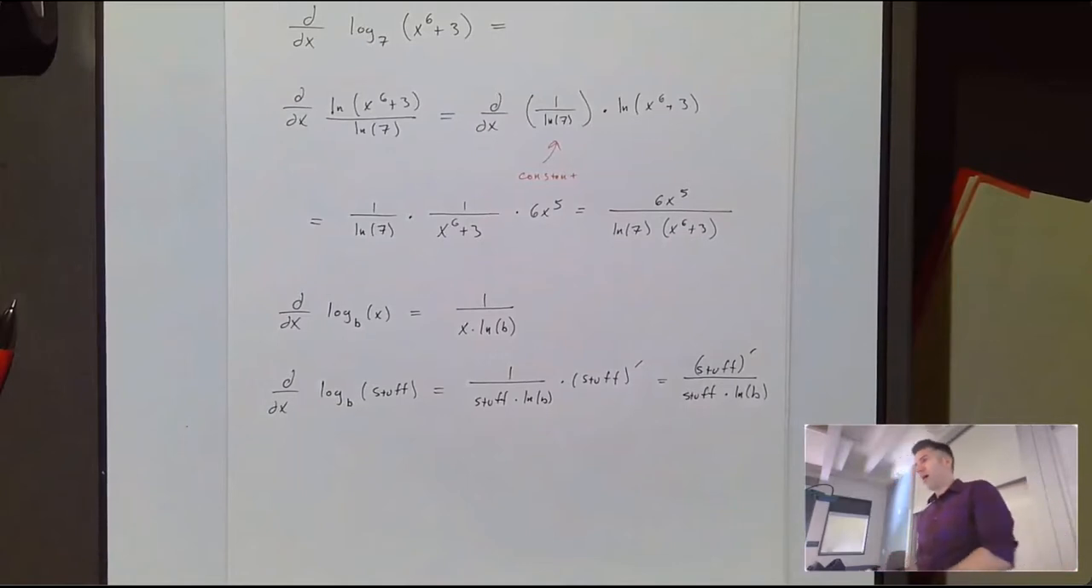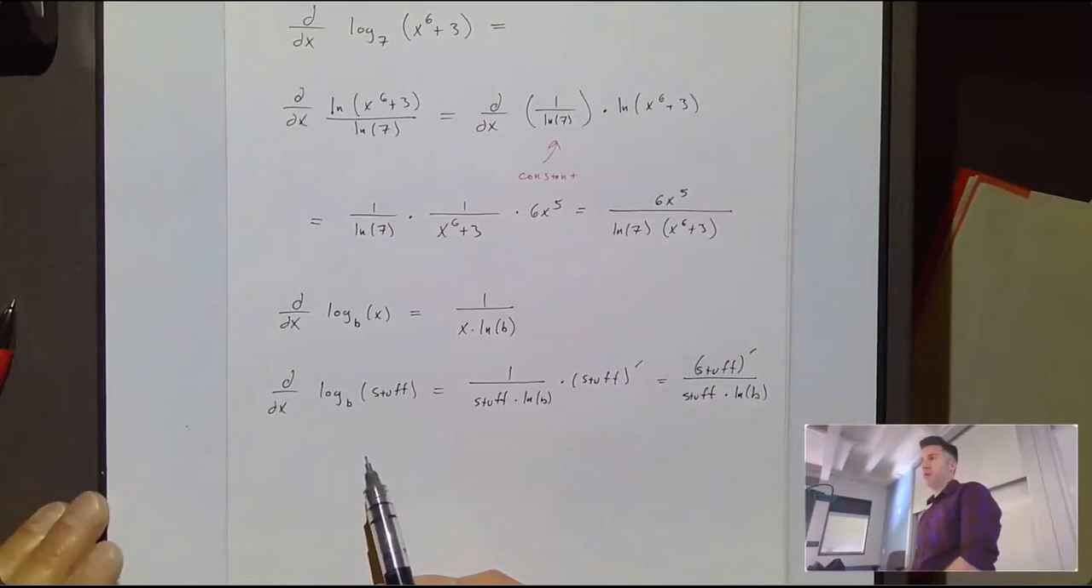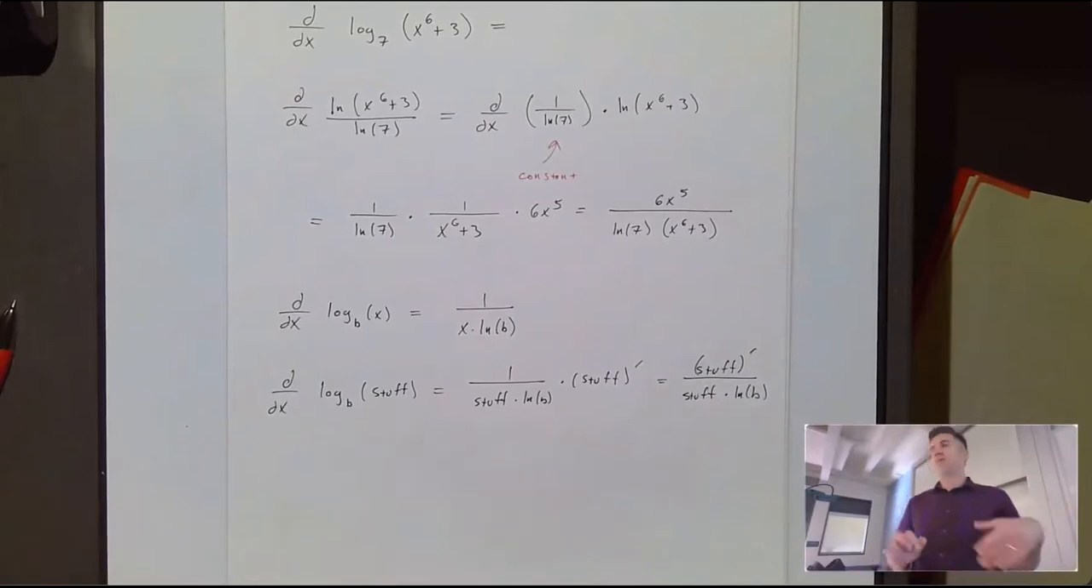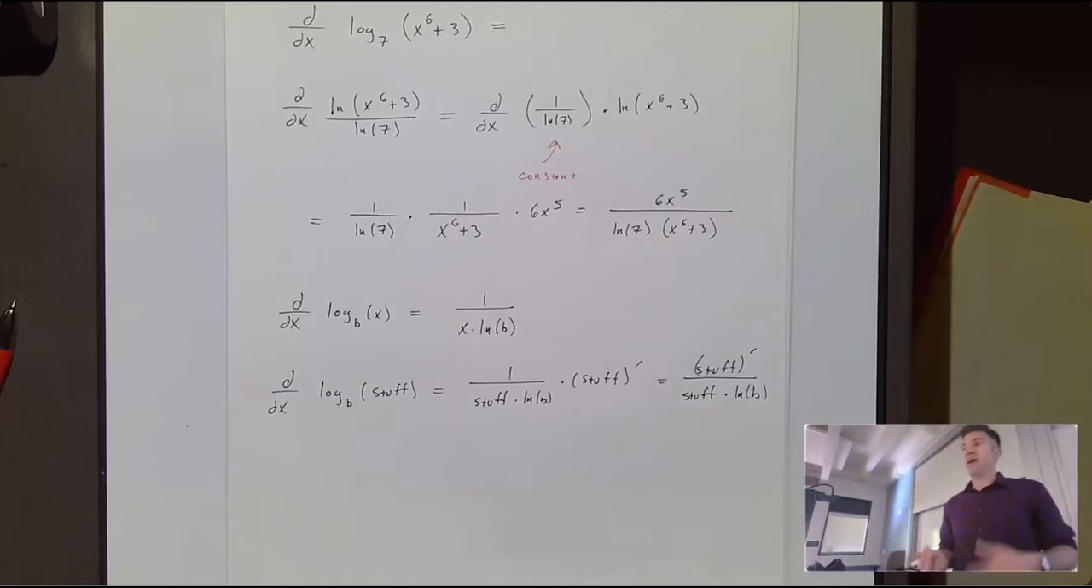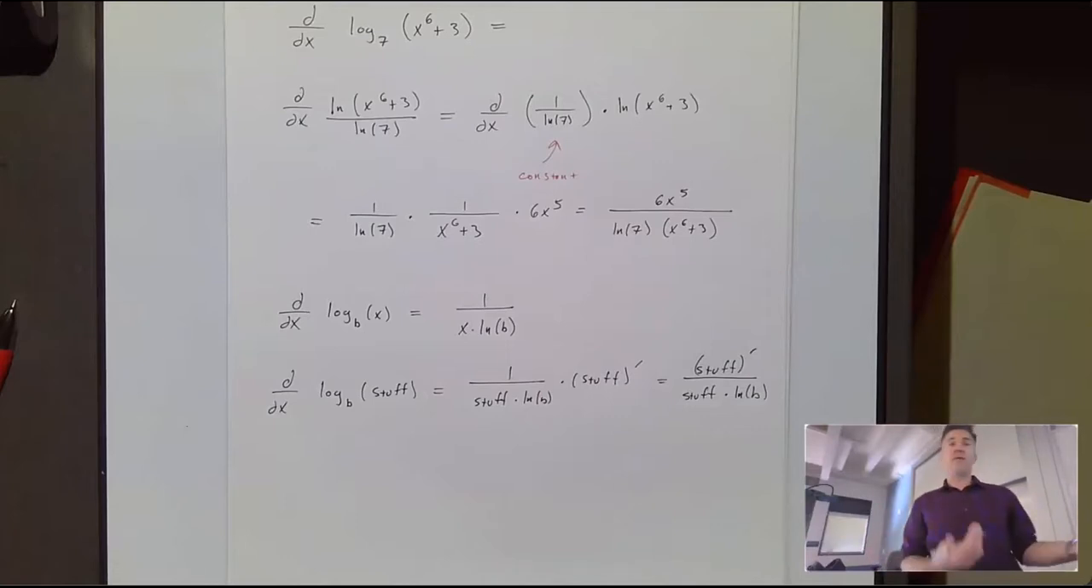I should point out, I like writing like this because to me, literally this is how I say it in my brain, right? I'm not saying the log of f of x or the log base b of u or whatever. I'm saying I've got the log base b of some stuff, and the derivative is 1 over the stuff times the derivative of the stuff times 1 over natural log of b, or divided by natural log of b, whichever way you want to say it.